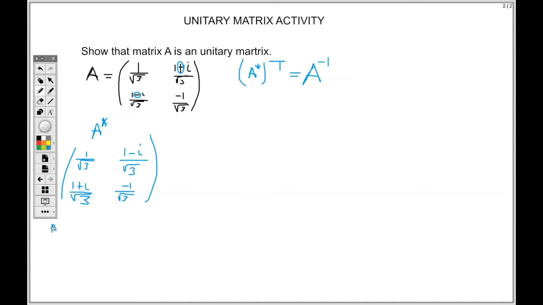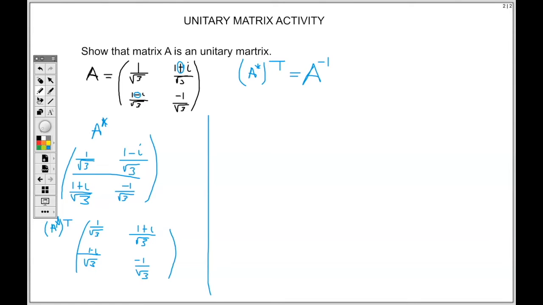Now, I am going to find the transpose of this. The transpose is changing the rows into columns. Others will say columns into rows. So here I have my first row. I will change it to a column, so I have 1 over root 3 and then this will be 1 minus i over root 3. So the first row becomes our first column. The second row will become our next column. So I have 1 plus i over root 3, and then the next one I have -1 over root 3. So this is the first part, which is the left-hand side.